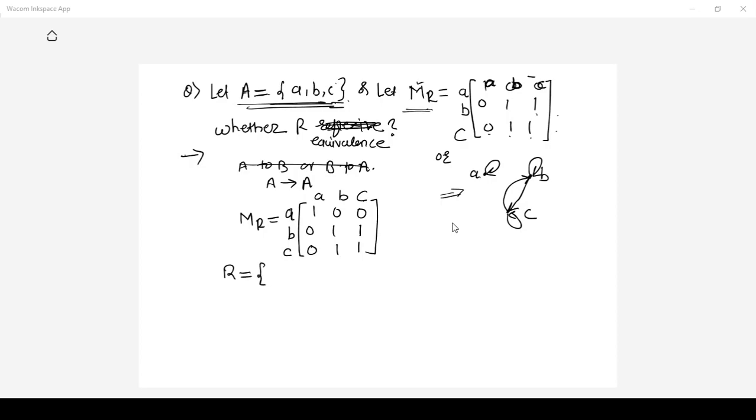How should we read the matrix? A related to A is 1, here 1. Okay, A is related to A. This way we should read the matrix. Here 1 means this pair is there. So A comma A. Now we should look at where 1 is there. Now here is the 1, right? Here is the 1. Meaning is what? B is related to B, right?